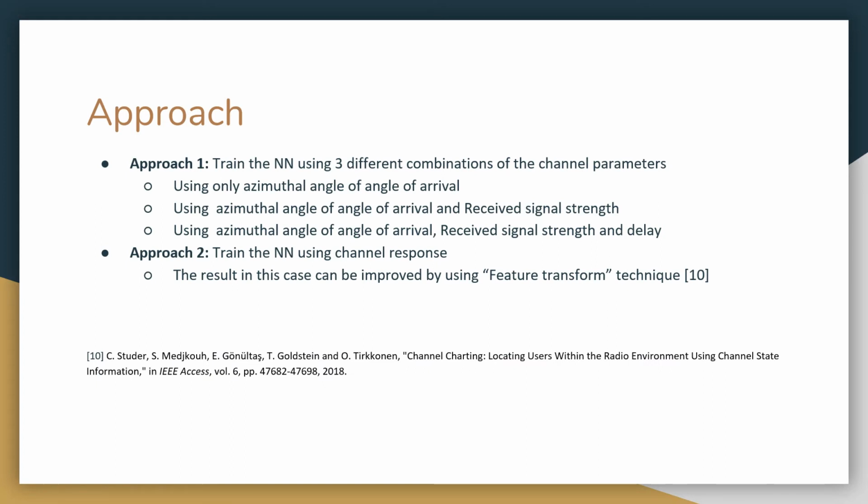Our approach. In approach one, we'll train the neural network using 3 different combinations of channel parameters. The first combination is usually only azimuthal angle of arrival. The second approach is using azimuthal angle of arrival and received signal strength. And the third approach is using azimuthal angle of arrival, received signal strength, and delay.